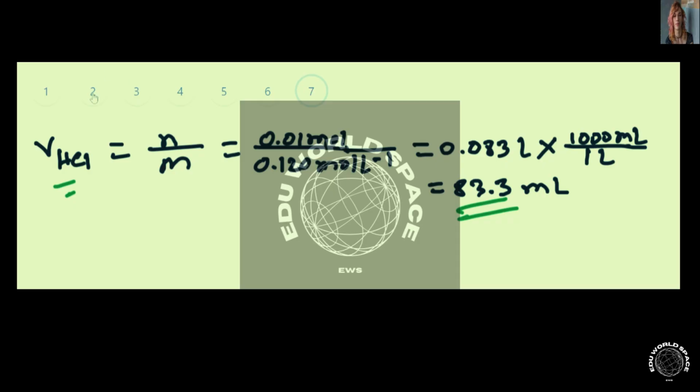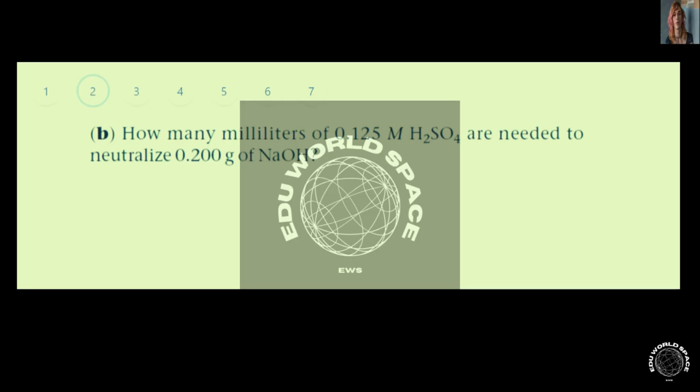Now we will go to our next problem. So in this problem, we are asked to find out how many milliliters of 0.125 molar sulfuric acid are needed to neutralize this mass of sodium hydroxide. So again, what we will do, we will find the number of moles of sodium hydroxide for 0.200 gram sodium hydroxide, and from the balanced equation, we will find how many moles of H2SO4 we will need to completely neutralize this much mole of sodium hydroxide.